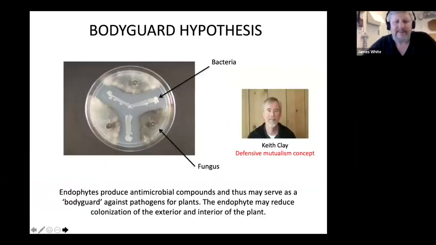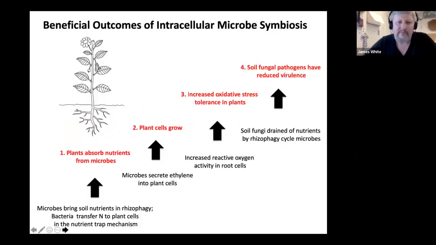This protection has been referred to as a bodyguard hypothesis. The endophyte is guarding its host, guarding the body of its host, using chemicals or whatever means it has to protect its host. This has also been called the defensive mutualism concept by Keith Clay, with fungal endophytes in particular: the idea that plants are taking in these endophytes as a way to defend themselves from herbivory, for example, or from stressful conditions, or whatever; the concept would still work there.